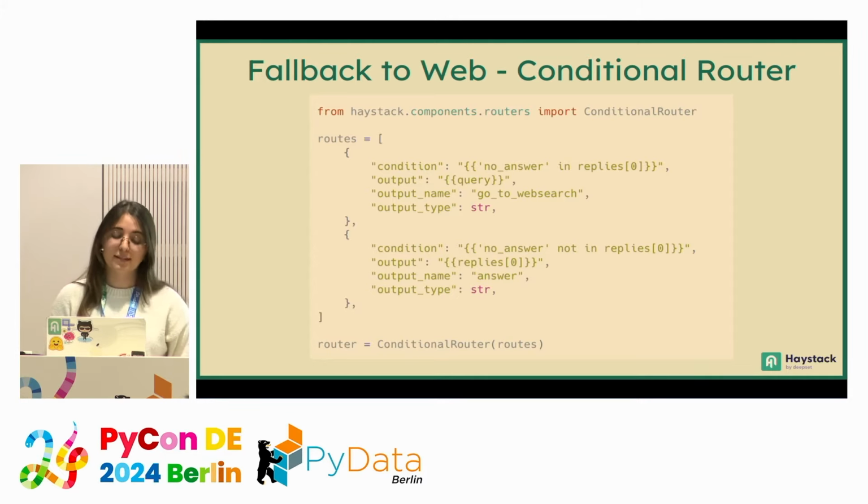And the second condition is basically the else of this if clause. It checks the other way, and if the answer is found in the replies, it says like, okay, everything is fine, I can return the answer coming from the LLM as the answer to my users.